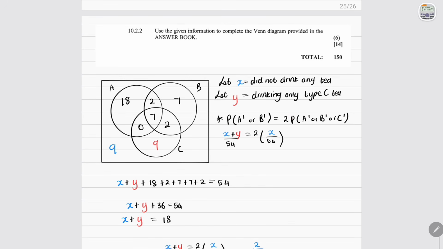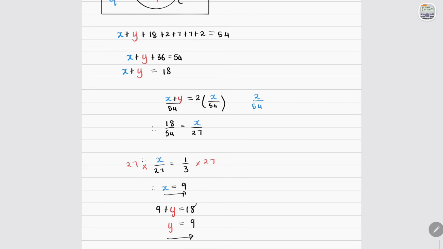That is 10.2.2, and that's the last question for this paper. So that is it for this paper, and I hope to see you guys in paper 2.